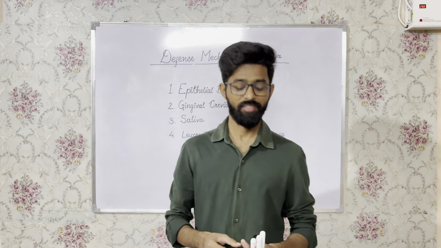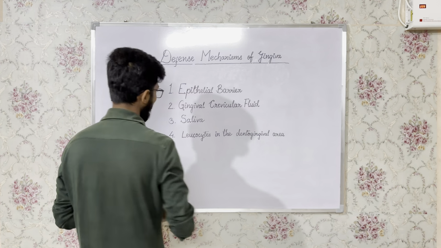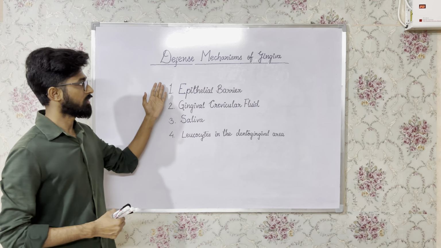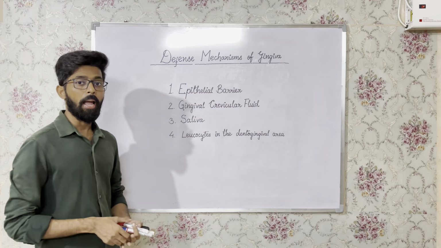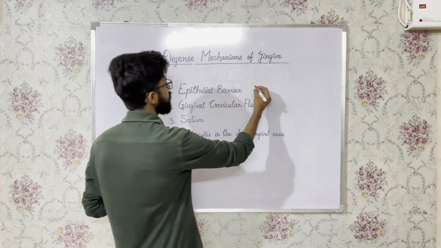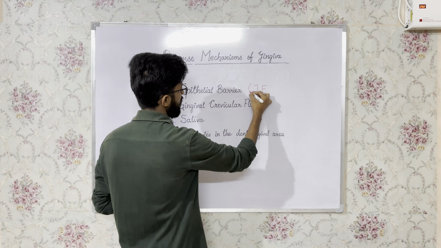Hello everyone. So today we will be talking about the defense mechanisms of gingiva. This will be the last lecture in the topic gingiva. It will be studied under 4 subheadings, right? The various mechanisms that are involved in the defense mechanism of gingiva are: first will be the epithelial barrier. To be more precise, it will be the junctional epithelium, the role of the junctional epithelium.